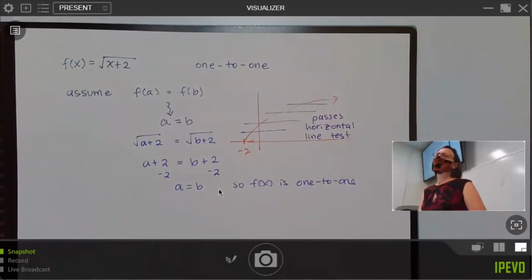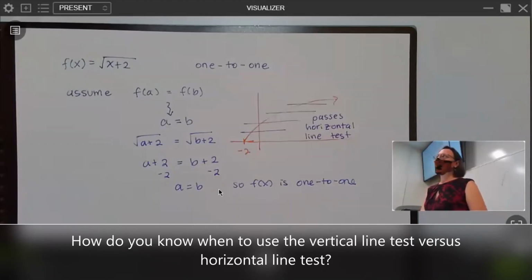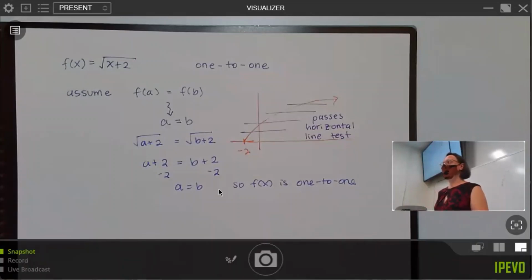Why do you use the horizontal line test here instead of the vertical? So it's the difference between showing that something is a function and showing that something is one-to-one. If I were having to show that it's a function, then to be a function, that means that for every x value, there's only one y value. But one-to-one is kind of the reverse of that, that for every y value, there's only one x value.